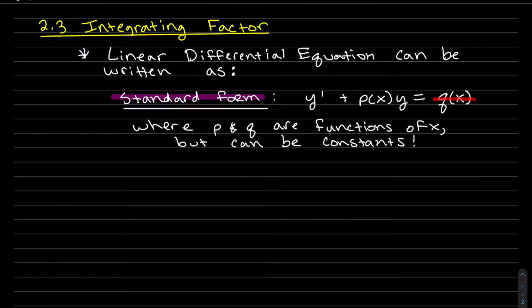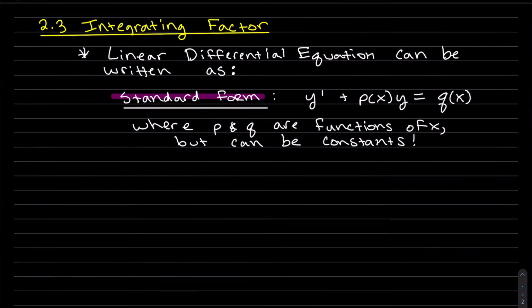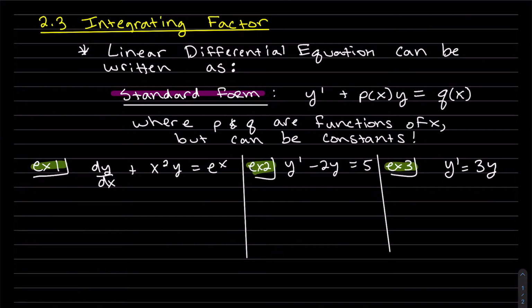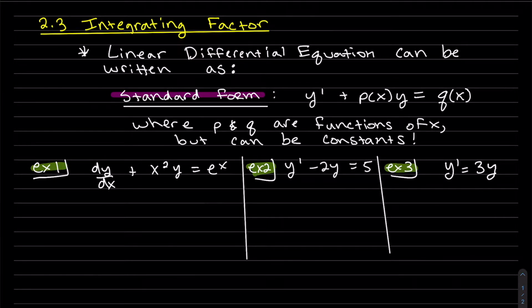And we have a function in front of the y in terms of x, and that's our p of x. And our function in terms of x on the right, where p of x and q of x are functions of x, but they can also be just a constant. Let's look at some examples. So here we have 3 examples. You should pause here and try to find the p and q in each example. You probably want to make sure it's in the correct form before you say what p and q are.